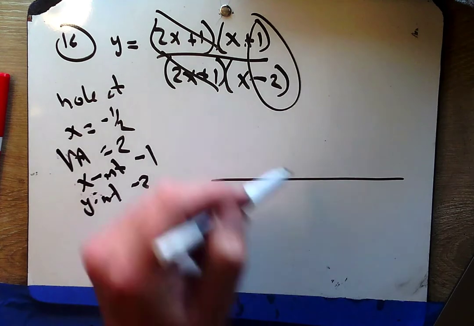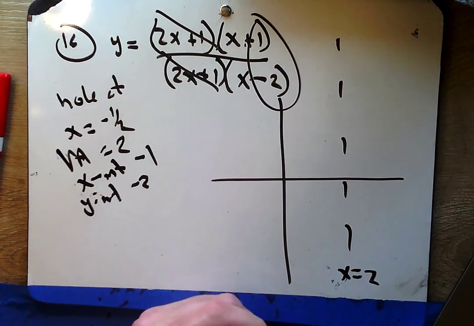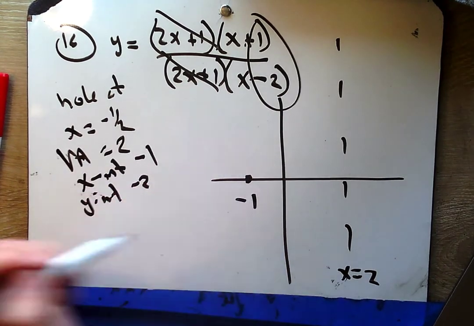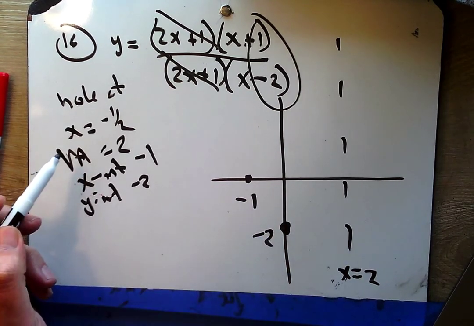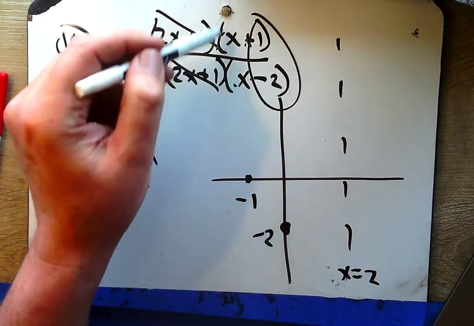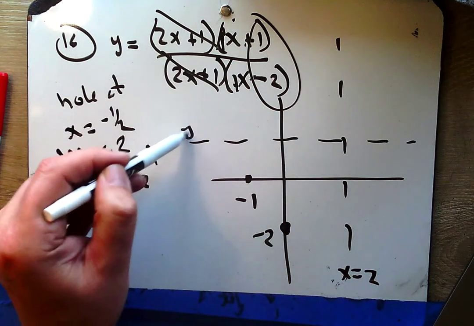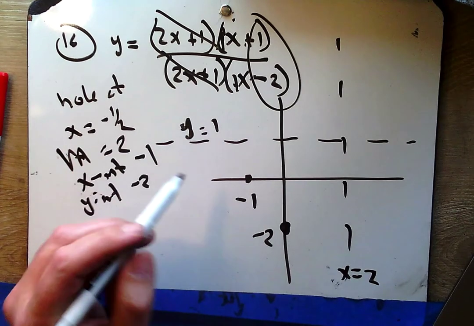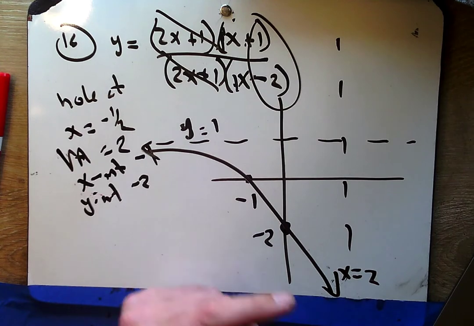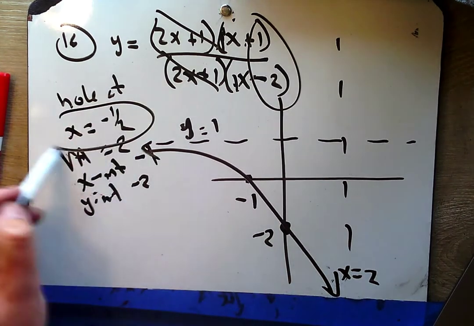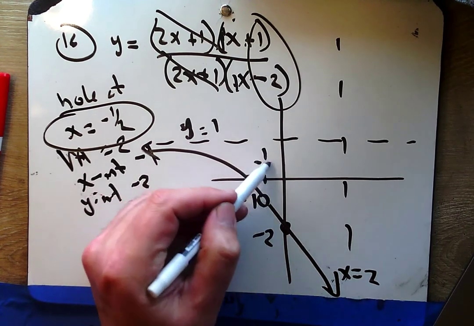So let's graph what we know. Here's x equals 2, our vertical asymptote. My x-intercept is at negative 1. My y-intercept is at negative 2. Horizontal asymptote, oh look, the degrees are the same. And so we're just going to have 1 over 1, or y equals 1 for our horizontal asymptote. So my graph bends, and don't forget, at negative 1/2, we need a hole.